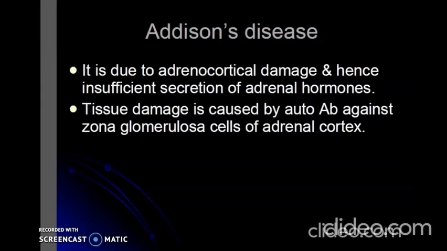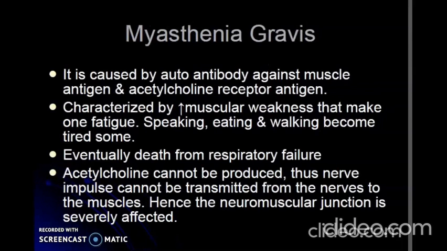Next one is Addison's disease. It is due to adrenocortical damage and hence insufficient secretion of adrenal hormones results. Tissue damage is caused by autoantibody against zona glomerulosa cells of the adrenal cortex. Myasthenia gravis is caused by autoantibody against muscle antigen and acetylcholine receptor antigen.